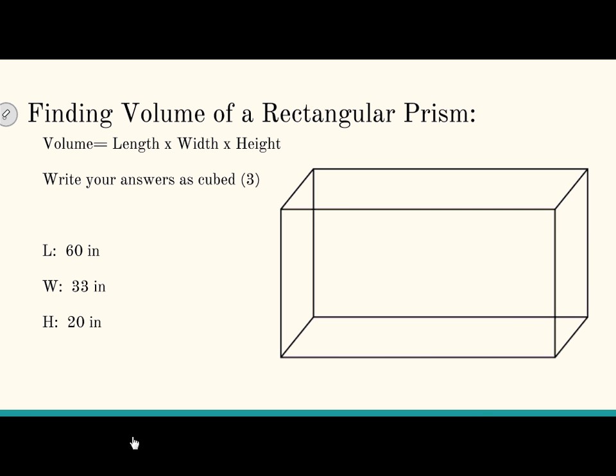Okay, so finding volume in a rectangular prism. Volume equals length times width times height, and you write your answer as cubed. Okay, so let's take a look at one of these.